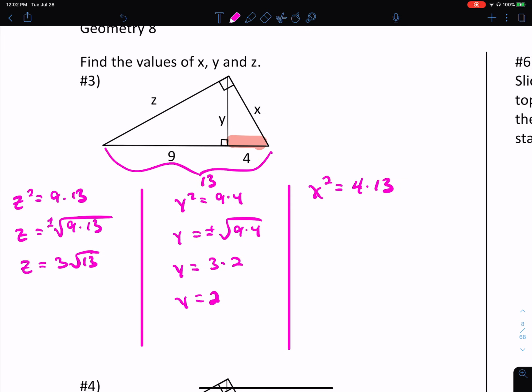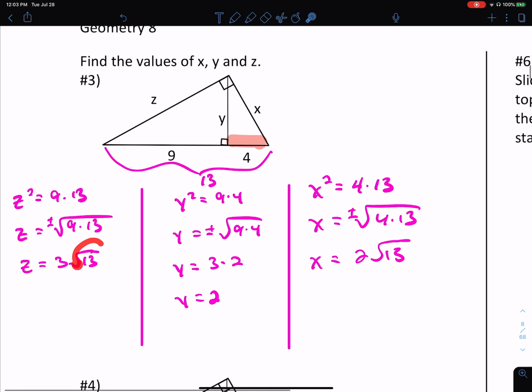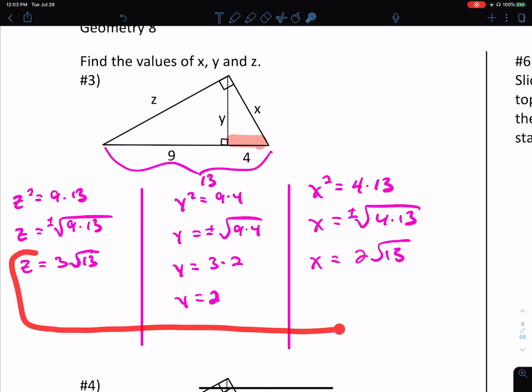This is why lesson 8.1 was so valuable, which was how do you simplify radicals. X, if we square root both sides, we end up with 2 square roots of 13. Be careful when you get to the end that you have things simplified. So here's our 3 geometric means that we found in this problem.